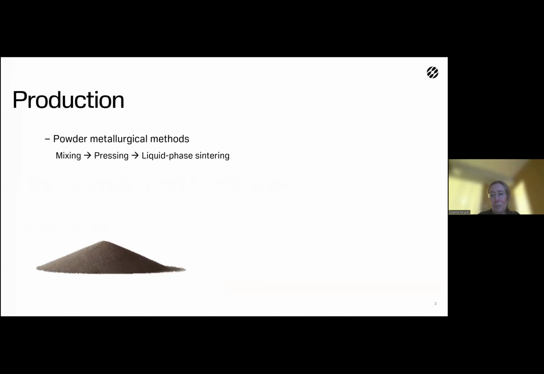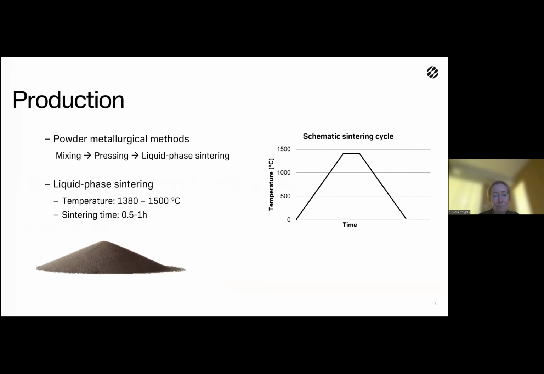For those of you who don't know, cemented carbide is a powder metallurgical material. You start by mixing powders and then spray drying them, pressing them, and then subjecting them to liquid phase sintering. The sintering temperatures usually used are between 1380 and 1500 degrees C, so quite high temperatures. The typical sintering time is between half an hour to 1 hour at sintering temperature.